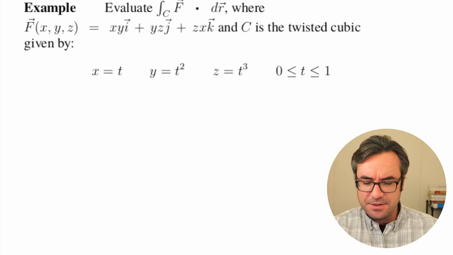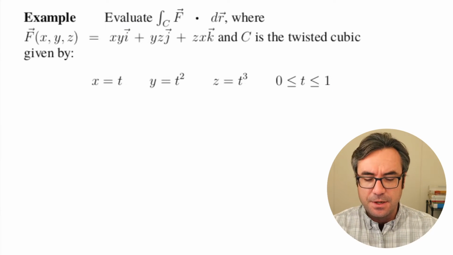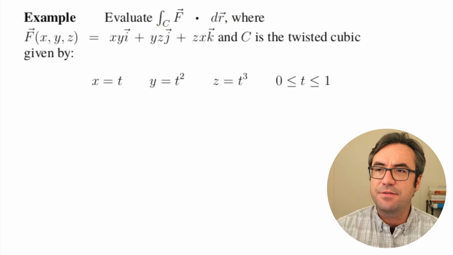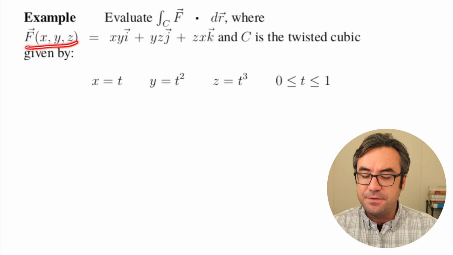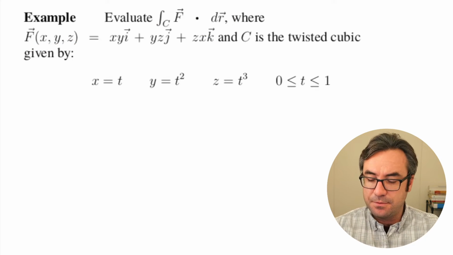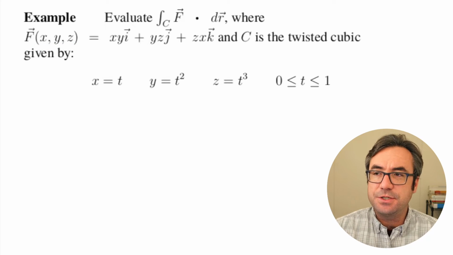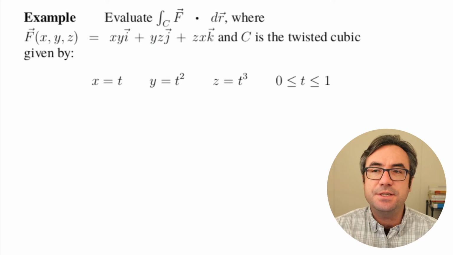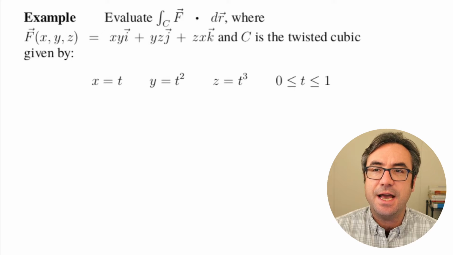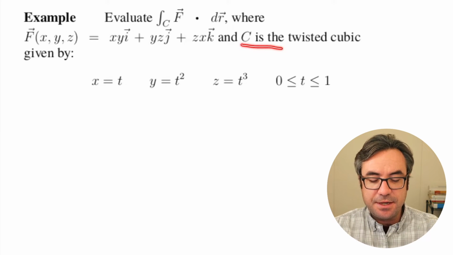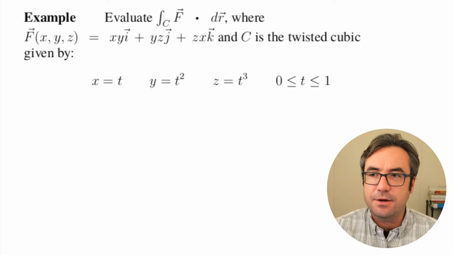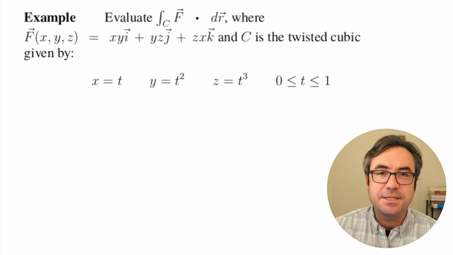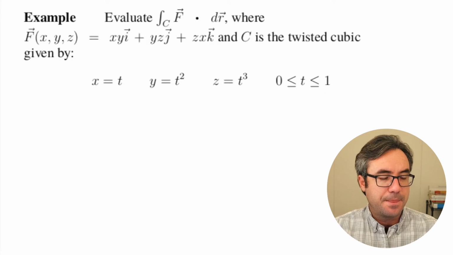All right, so let's look at this line integral. So we're going to calculate the line integral of vector field F along curve C. And again, this is kind of like a dot product here. Our vector field in this case is three-dimensional. We're in three dimensions here, so it's F of x, y, z. First component is xy. Second component is yz. And then the third component is zx. And C, the curve that we're calculating the line integral over, has parameterization x equal to t, y equal to t squared, z equal to t cubed, and t is going from 0 to 1.